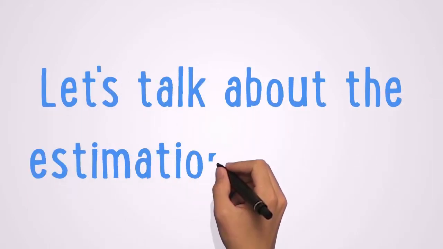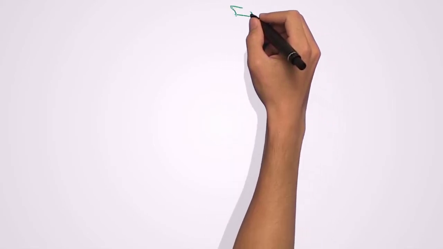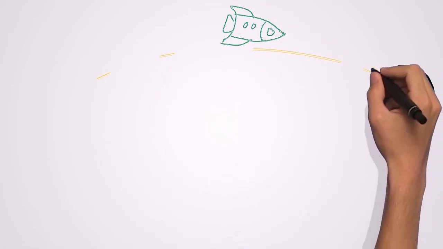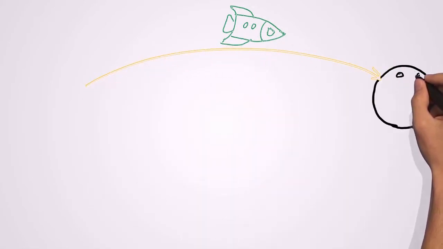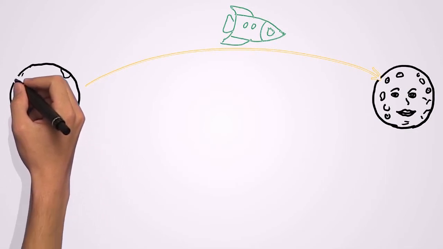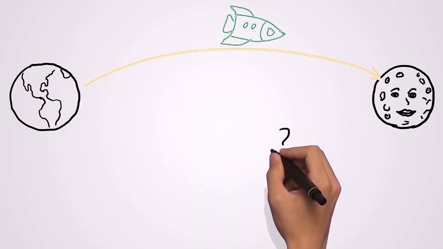Let's talk about the estimation problem. Imagine that you want to go to the moon and you need to measure your position and velocity in space, but in space you don't have a global positioning system to guide you. You can only approximately know your relative position with respect to your previous position using a model.